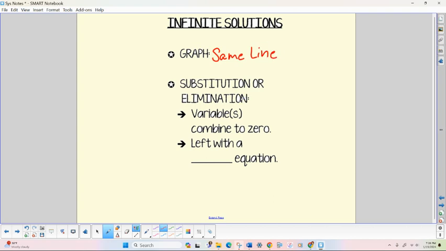However, with substitution or elimination, we're again going to see these variables combined to zero, just like we saw with a no solution. So we'll end up with like a 0x, but what we'll be left with this time is a true equation. Whether it's 0 equals 0 or 4 equals 4, it's going to be something that is true. So let's go through and see some examples of that.